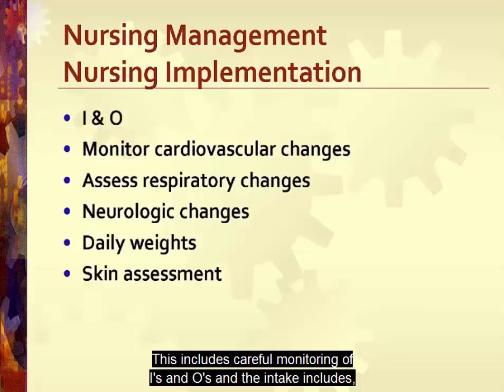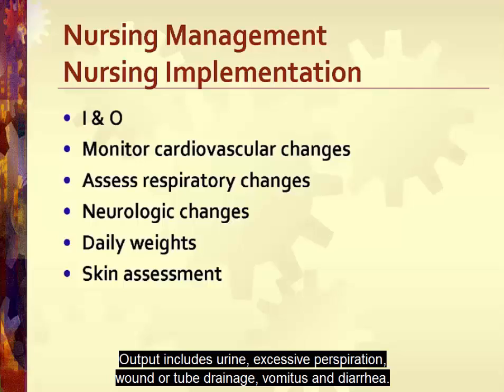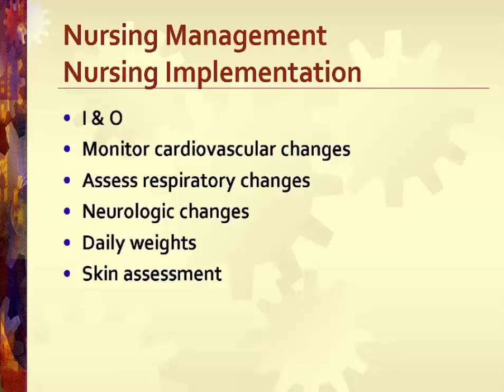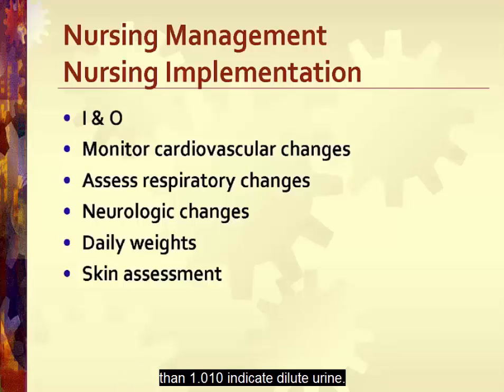This includes careful monitoring of I's and O's, and the intake includes all oral, IV, enteral, and retained irrigants. Output includes urine, excessive perspiration, wound or tube drainage, vomitus, and diarrhea. Urine-specific gravity may also be measured. Readings of greater than 1.025 indicate concentrated urine, whereas readings of less than 1.010 indicate dilute urine.